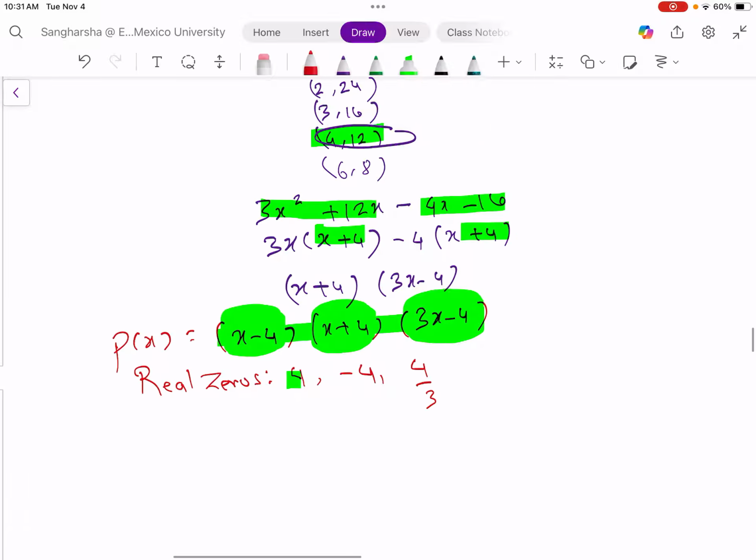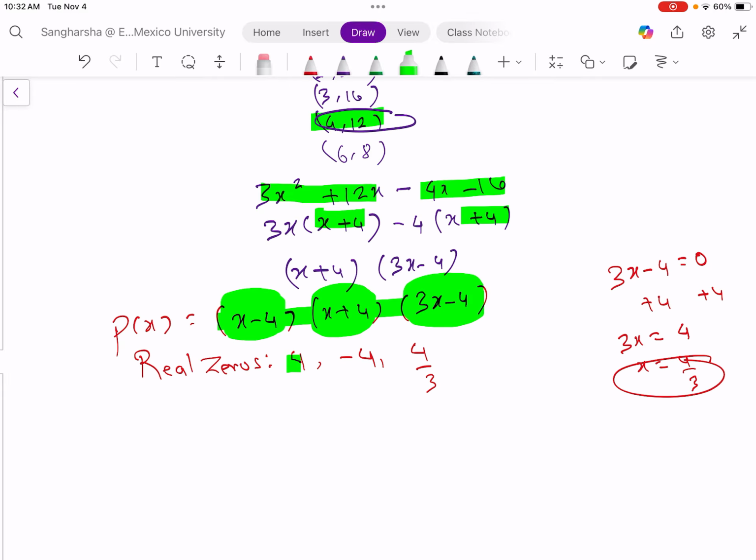If this is something you find difficult, then you just write down that factor, set it equal to 0, and solve for x. Then you get that real zero. So 4 over 3 is the real zero. So these are the three real zeros for this polynomial function, or these are the x-intercepts, or these are also the solutions for p of x equals 0.